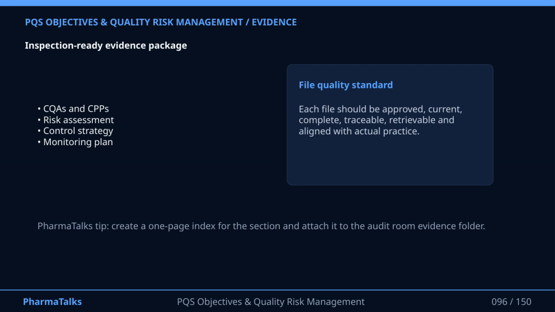When it comes to file quality, every document must meet high standards. It needs to be approved, up-to-date, complete, traceable, and easy to retrieve. Importantly, all records should accurately reflect actual practice. A helpful tip to streamline audits is to create a simple one-page index for each section and attach it to the audit room evidence folder, making it easier for inspectors to find what they need quickly. This approach ensures transparency and readiness at all times.